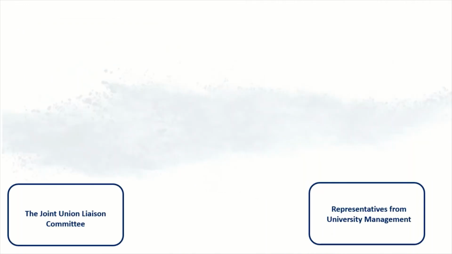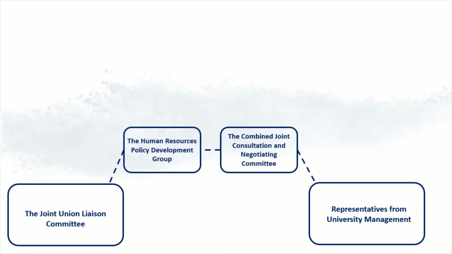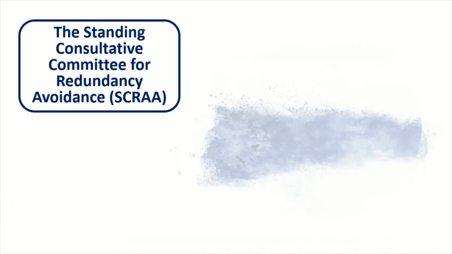We're beginning to have a clearer picture here of how our communications with the university are structured, but there are two further bodies that sit outside or above this process in the university structure. The first of these is the Standing Consultative Committee for Redundancy Avoidance, and this standing committee, the SCRAA, is where university managers must inform joint union representatives of collective redundancies.